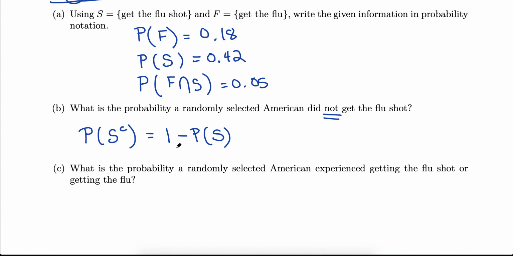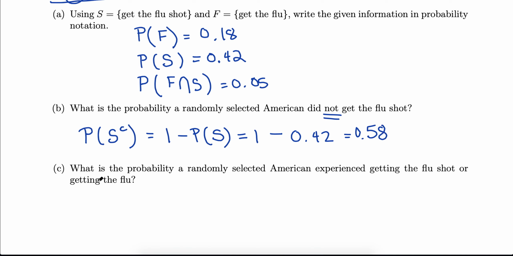And some of you might be thinking, I can do all this real quick in my head and just write down the answer. Good for you, pat yourself on the back, but you do need to get in the habit of writing down this probability notation. It will make it much easier when the problems start getting more challenging. So here's the question in probability notation. Probability they did not get the flu shot is 1 minus the probability they did. And I have that written down up here. Probability of the shot was 0.42. So that tells us 42% got the shot, 58% did not.